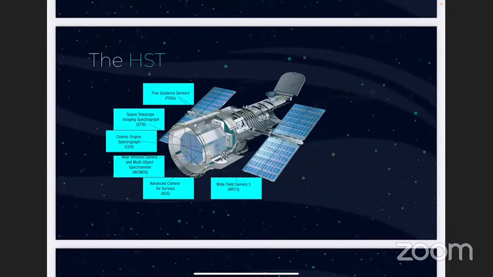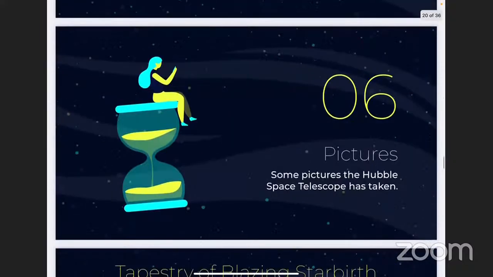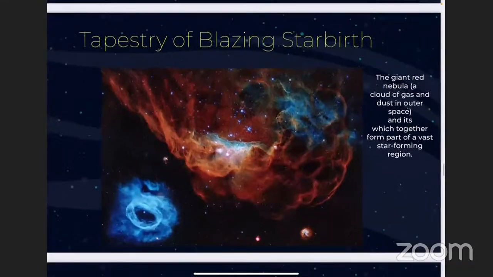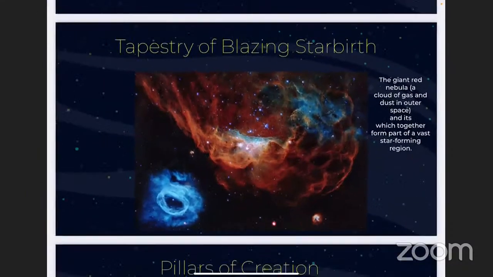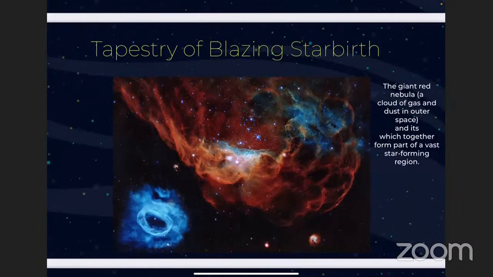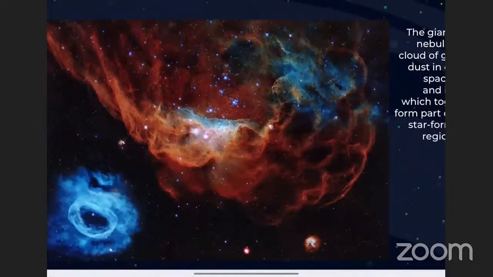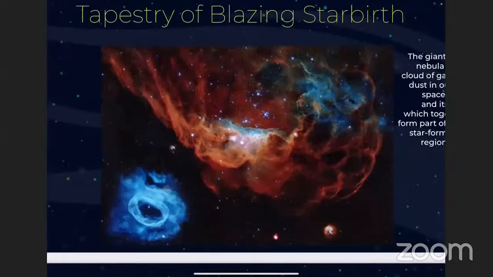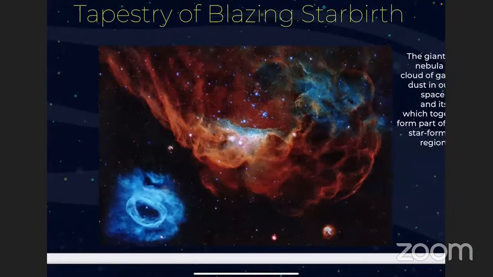And that's it. Now for the pictures. Right here, we have some of the most iconic pictures taken by the Hubble telescope. So first, we have the tapestry of blazing starbursts. This giant red nebula, which is basically a cloud of gas and dust in outer space, together forms part of a vast star-forming region. So right here, we could see that stars are being birthed from gas and dust.